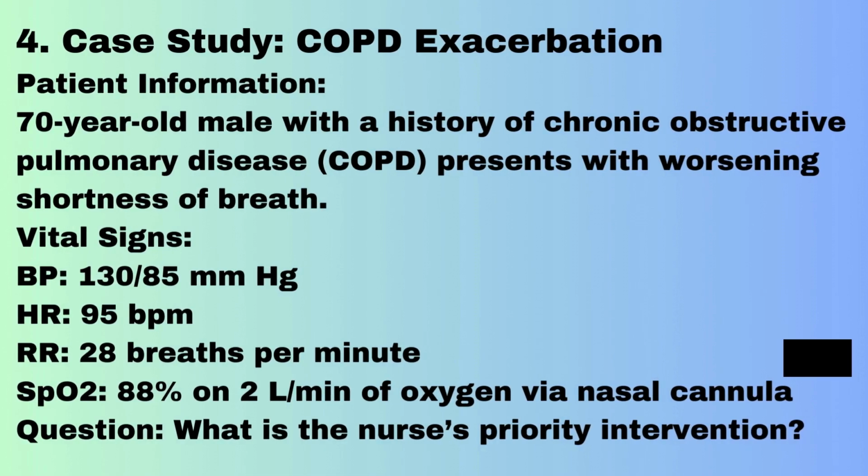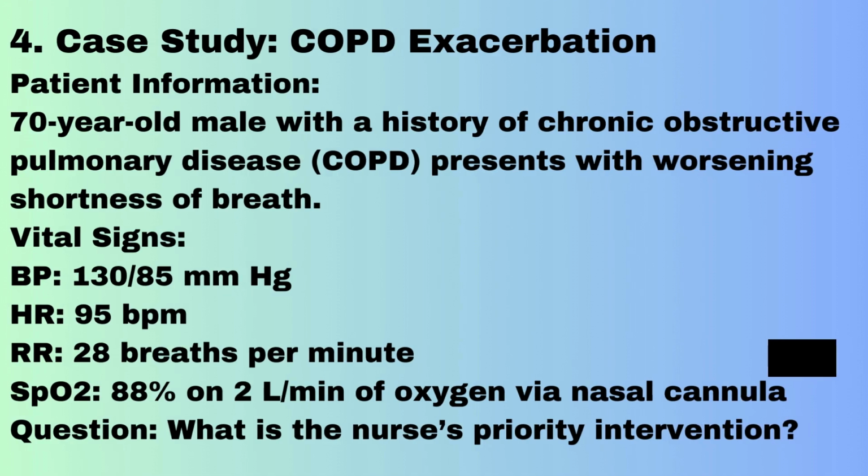Case study. COPD exacerbation. Patient information. 70-year-old male with a history of chronic obstructive pulmonary disease, COPD, presents with worsening shortness of breath. Vital signs. BP 130/85 mmHg. HR 95 BPM. 28 breaths per minute. SpO2 88% on 2 liters per minute of oxygen via nasal cannula. Question. What is the nurse's priority intervention?